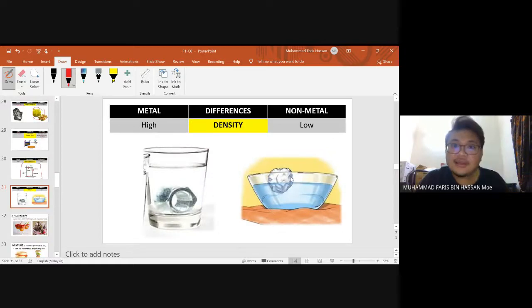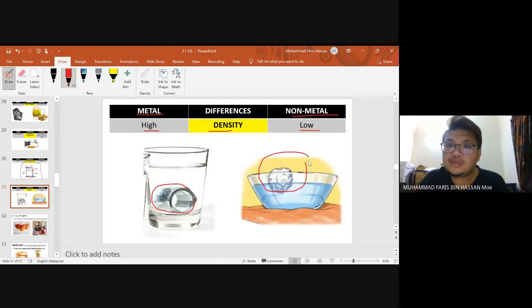Okay, and then the next difference should be density, where the metals have a high density, while the non-metals have a low density. So based on the pictures here, this is a metal where we put the metal inside of the water, so you can see the metal sinks in the water, compared to this non-metal.